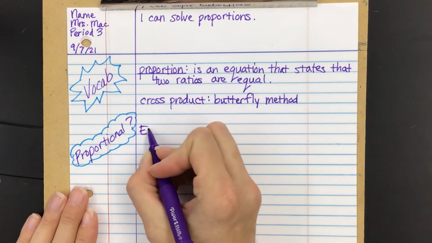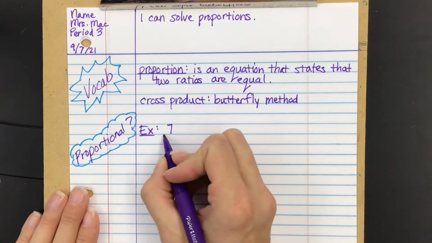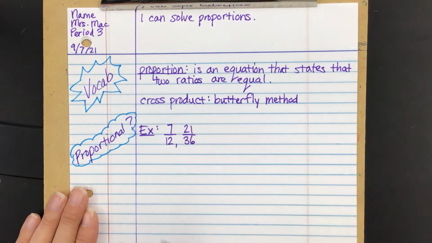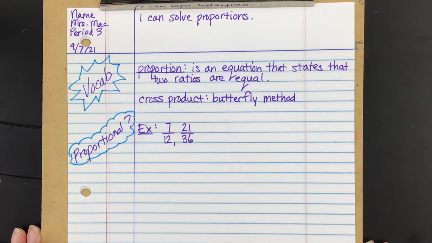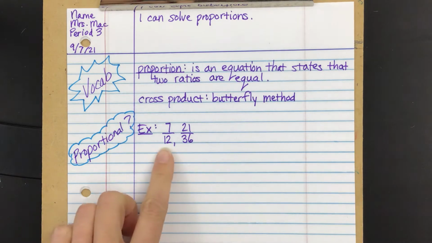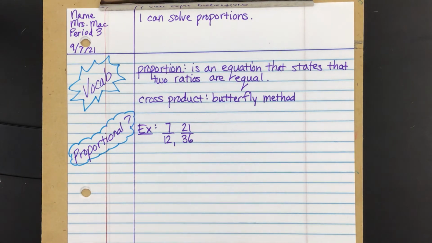you're going to take two ratios. So let's say that we have 7/12 and 21/36. Okay. I'm going to show you how to use the cross product or the butterfly method here. But let's just take a look at those for a second. Do you think those are proportional? And how do you know? Go ahead, Chris. So if you scale it up by 3, so you multiply the top and the bottom by 3 here, yeah, awesome. You guys already have great tools that you can use to see if things are proportional.